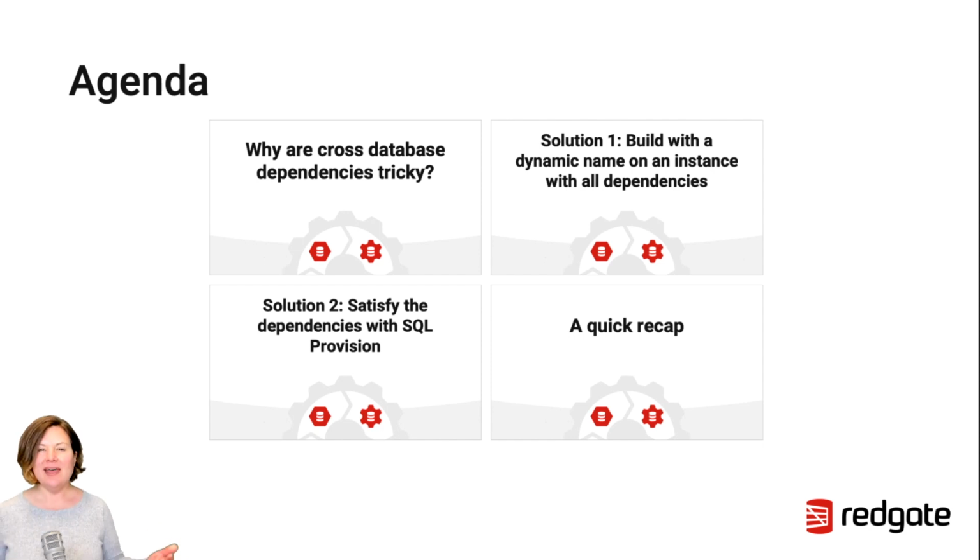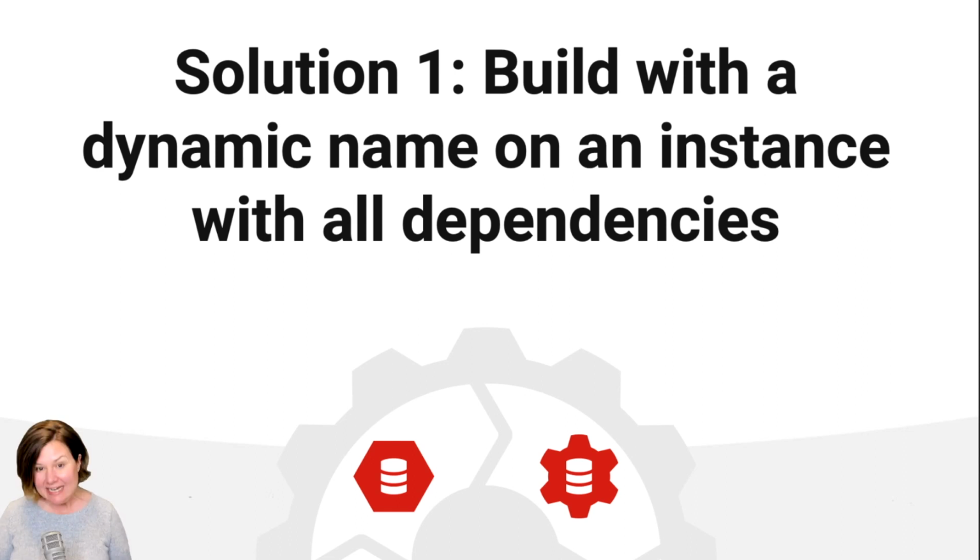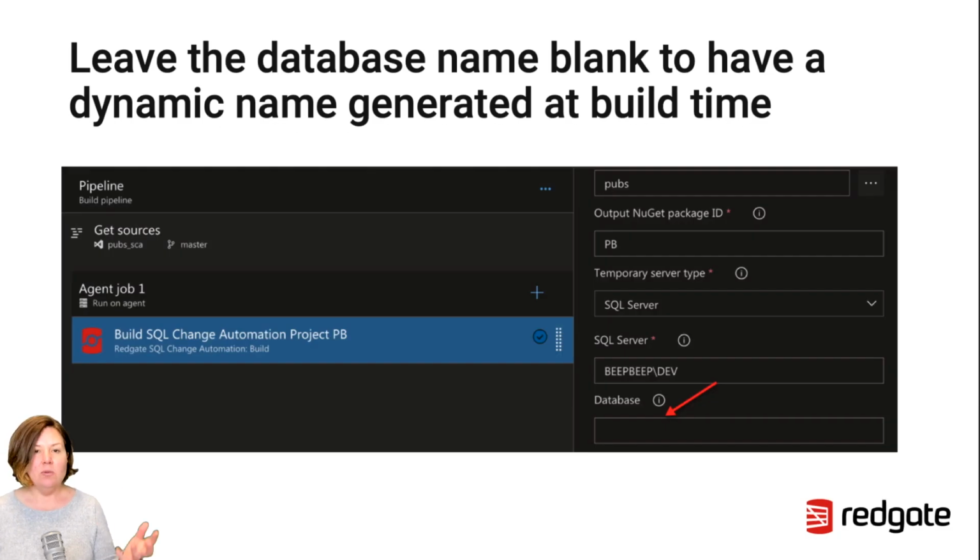All right, so how do we make sure that our builds can succeed and that our builds are robust? Well, like I said, there's two solutions that folks tend to like for this. Solution one is building with a dynamic database name. As your build instance, you're going to build against an instance where you've already got a set of all the databases in the dependency chain. Now, what does it mean to build with a dynamic database name?